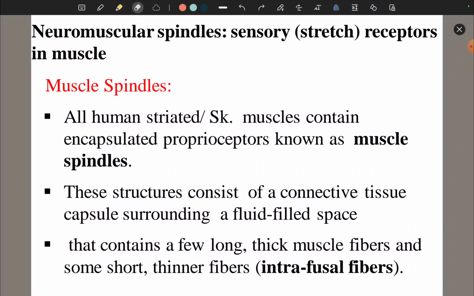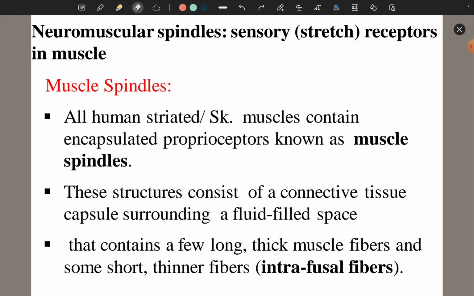Histologically, muscle spindle here. Capsule here, the connective tissue, space here. So, a fluid-filled space surrounded by a capsule containing a few long, thick muscle fibers. These are a modified type of skeletal muscle fiber, which are short and thin. They are called intrafusal.